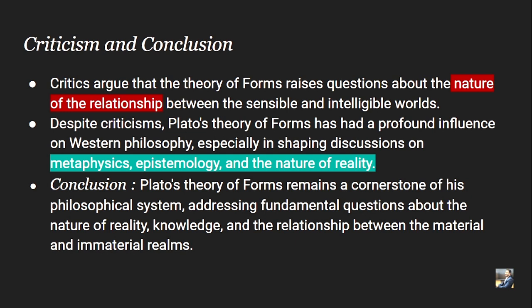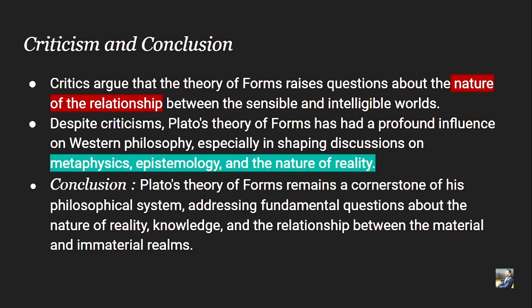There is the concept of tabula rasa, which says basically that a human is nothing but a blank slate, and through our experiences and senses we tend to learn things. So when the senses are the sole source of knowledge for people, how will they get to the intelligible world? Here the nature of the relationship becomes very difficult.